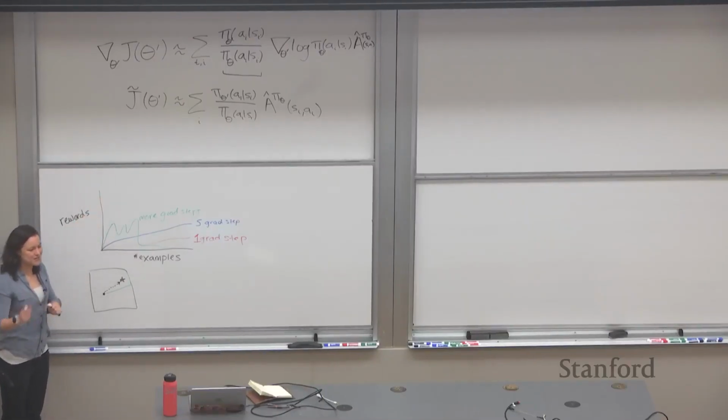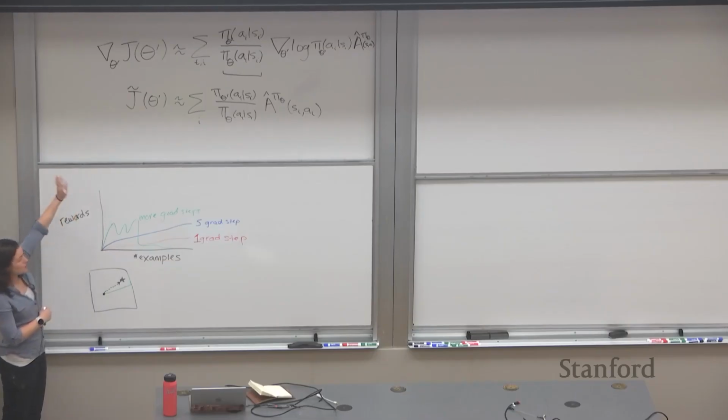We'll also in a minute see how we can change the surrogate objective, and it gets a little bit more complicated. PPO looks a little bit more complicated if you look at the gradient versus if you look at the surrogate objective.